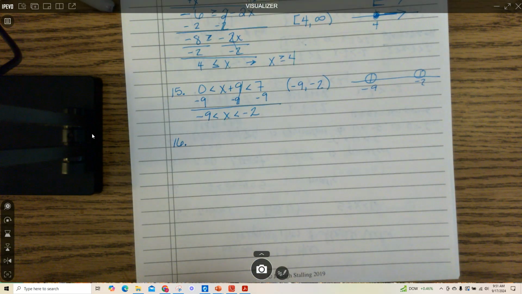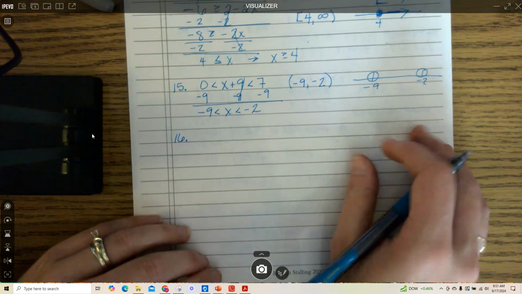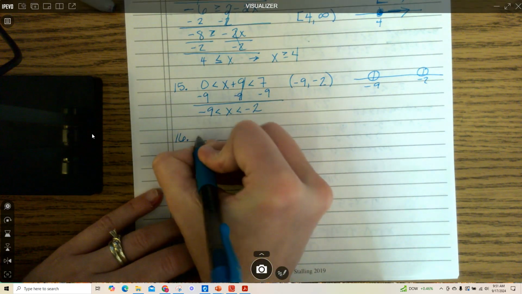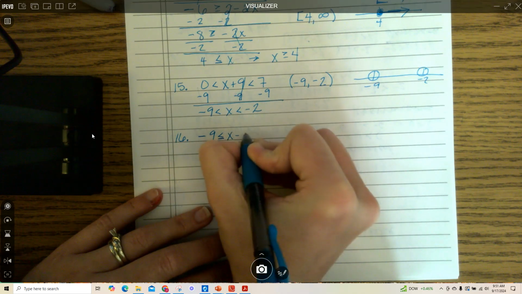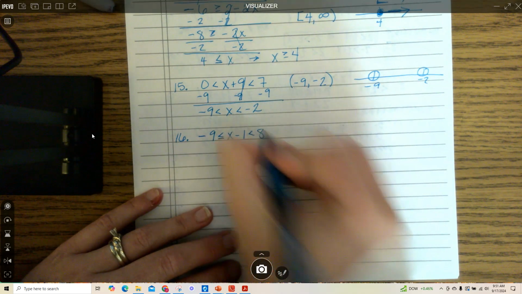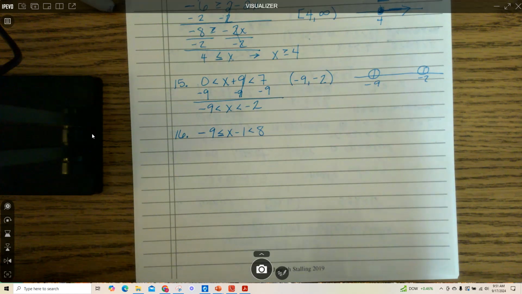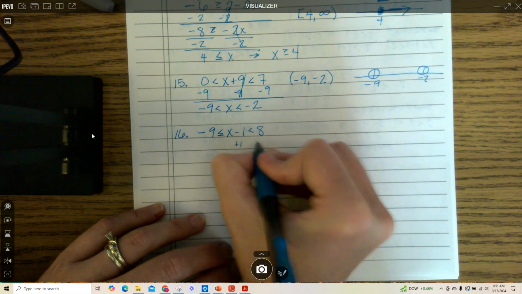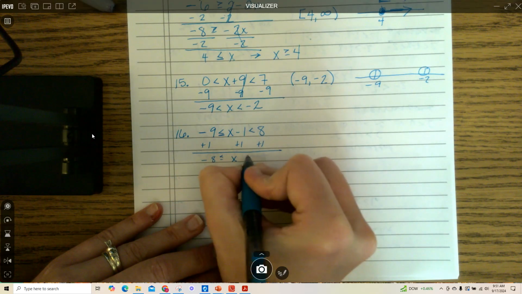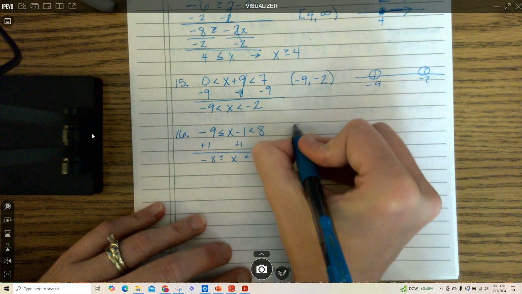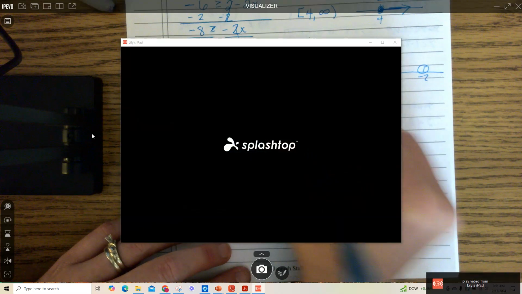None of these have been like, nope, no line. Okay, which is surprising. All right, 16. What do we got? -9 is less than or equal to x minus 1, so less than 8. Does that look right? The signs look right? Yes. Okay, so add 1. So -8 and 9. So bracket for the -8.